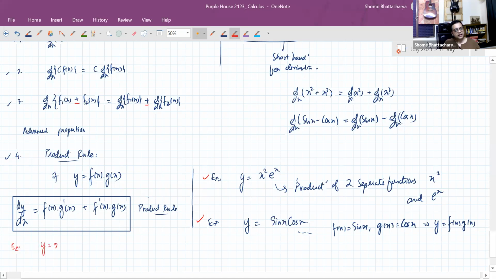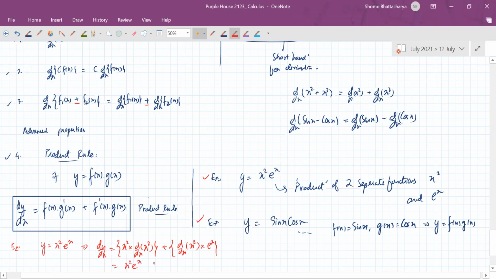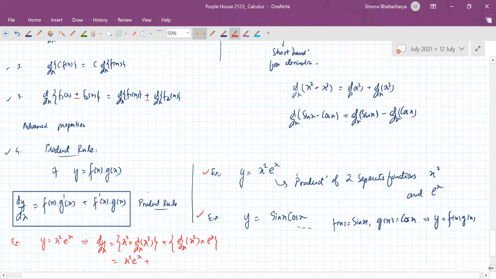So y is equal to x square into e raised power x. So dy by dx will become first function into derivative of second function, that is f(x) into g prime x, plus derivative of first function, so that is differentiation of x square, multiplied by the second function, so that's e raised power x. Now you apply the regular formula that you know. Sir, in the differentiation of the first, it won't be e raised to x, it would be x square into dy by dx of e raised to x.